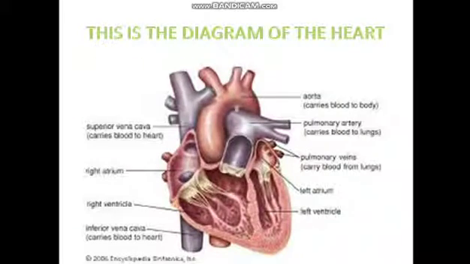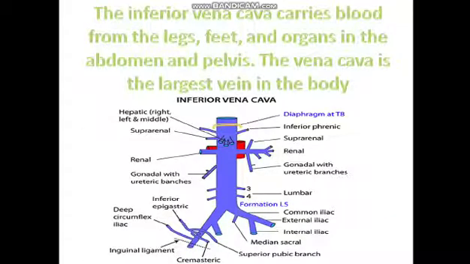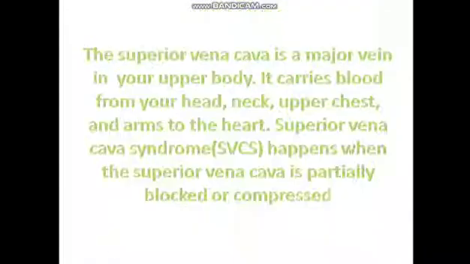This is the diagram of the heart. So here's the heart, and we're going to talk about each part of the heart. The inferior vena cava carries blood from the legs, feet, and organs in the abdomen and pelvis. The vena cava is the largest vein in the body. So here's a picture of the inferior vena cava.